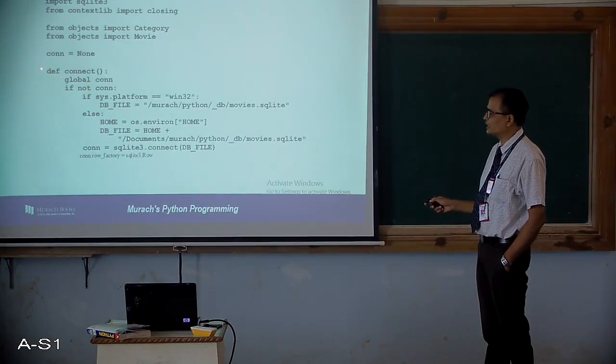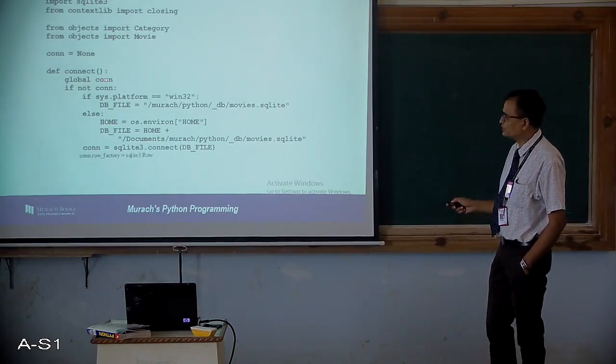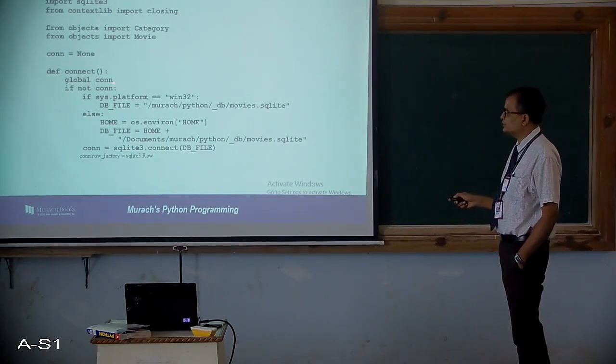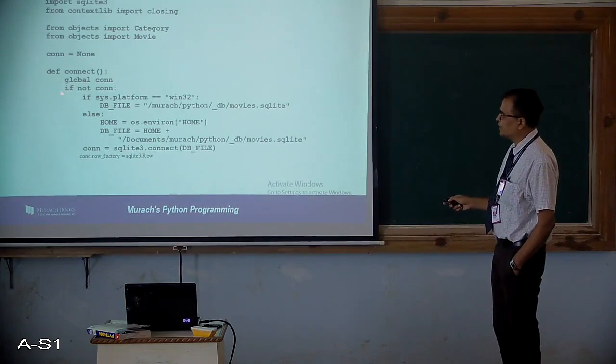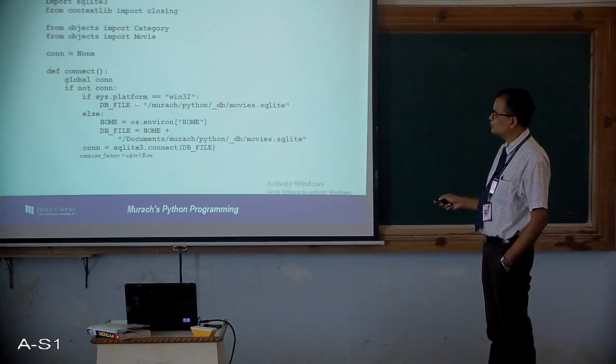For declaring a function you use def connect, then global connection. If you directly write connection in this function, it will be a local variable. We want to refer to a connection variable that is created in the global scope. Because of that reason we have used global connection. If not connection, then we'll have to do this. This I have explained in the morning session, right? All this has to be done.